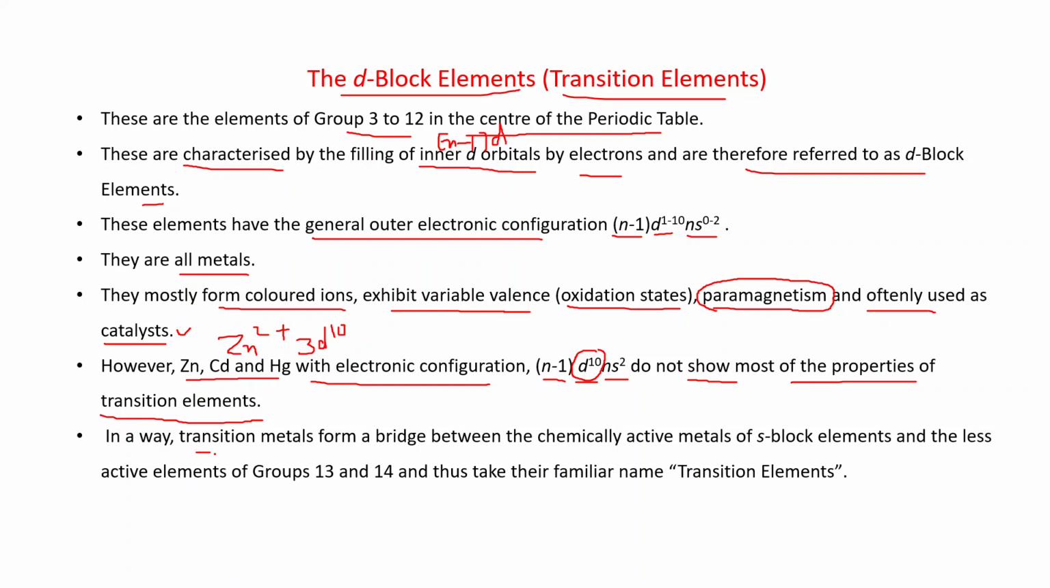In a way, transition metals form a bridge between the chemically active metals of S block elements and the less active elements of groups 13 and 14, and thus take their familiar name, transition elements.